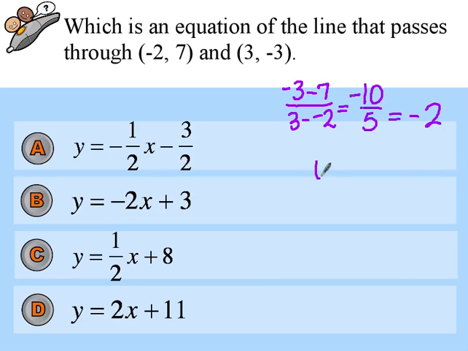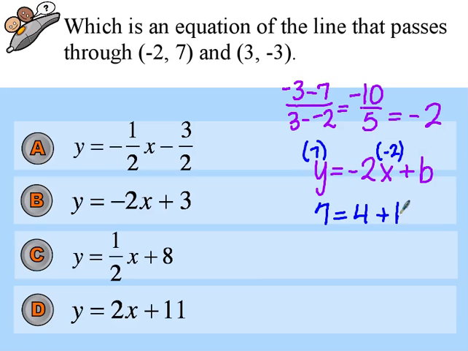And so our next step would have been to do this. Okay, and then plug in a point. It doesn't matter which one. I could plug in the point 7, -2 and solve that. Okay, so I end up getting 7 equals 4 plus b. So I get b to equal 3, which leads me to answer B.